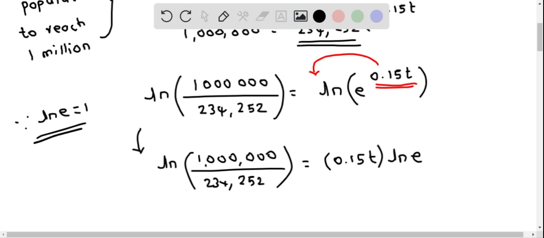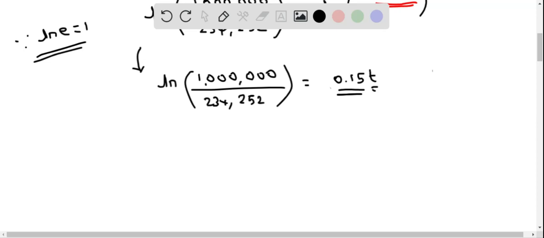This is a standard value which we can replace over here. When this is replaced as 1, we will have only 0.15 t on the right side. So I'm just going to remove this from the right side. If I remove these brackets, it looks like 0.15 t. So we can easily solve for t by dividing both sides by this quantity 0.15.